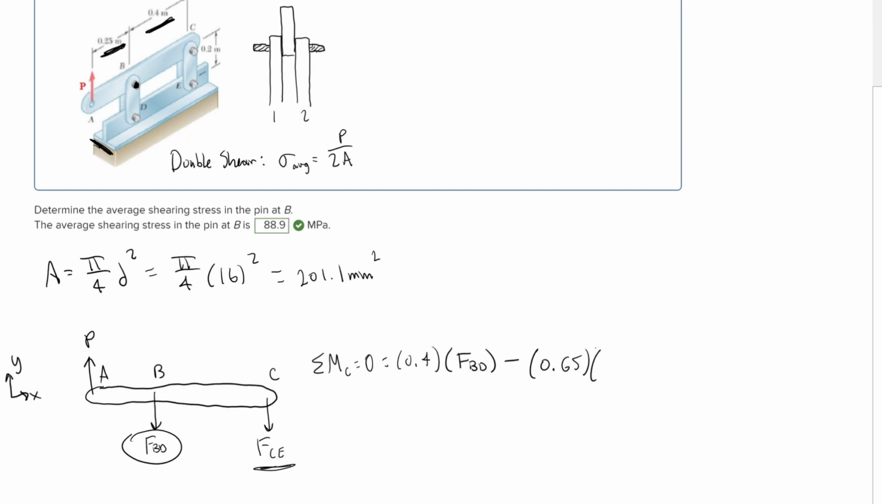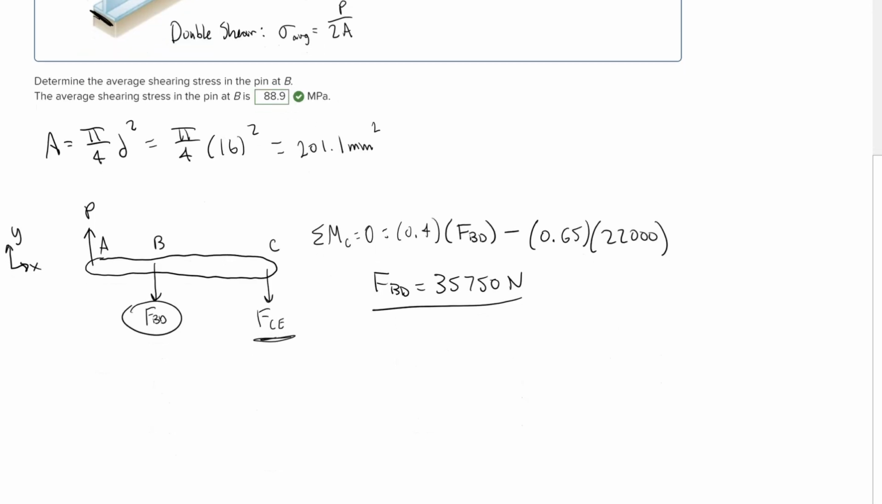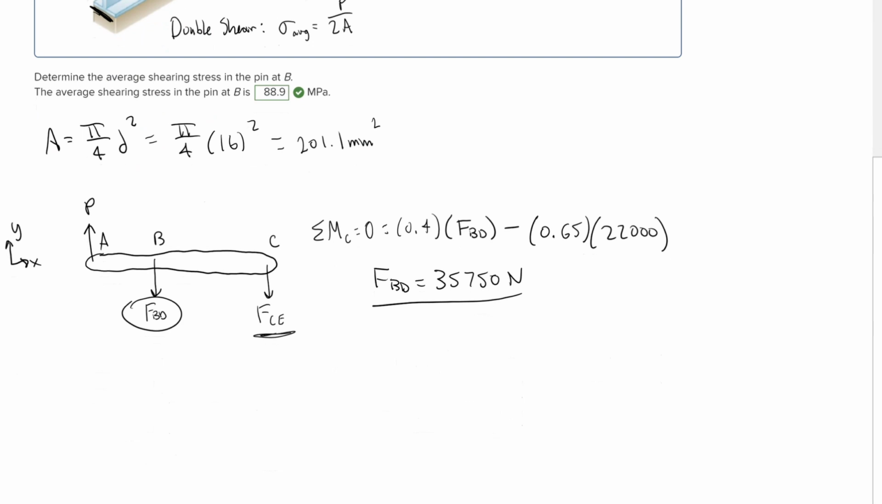And then the force P is 22 kilonewtons. They give us that at the top up here. I'm going to go ahead and change that to newtons just to make it a little easier, which is 22,000 newtons. And just keep everything in newtons and meters, which gives us that FBD is equal to 35,750 newtons. So that's our force in the average shearing stress equation.